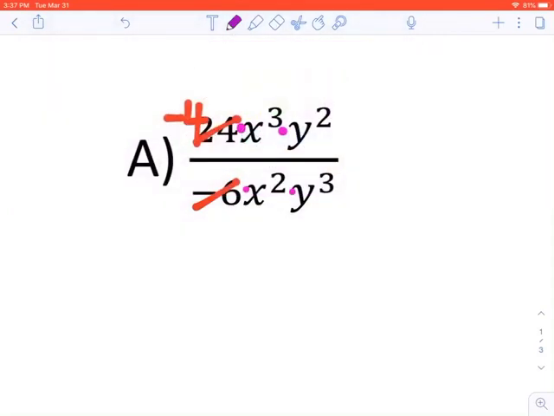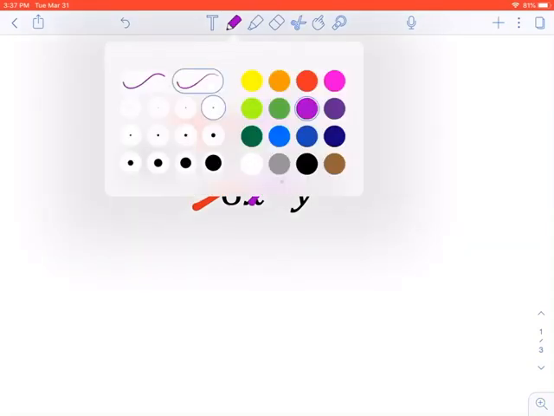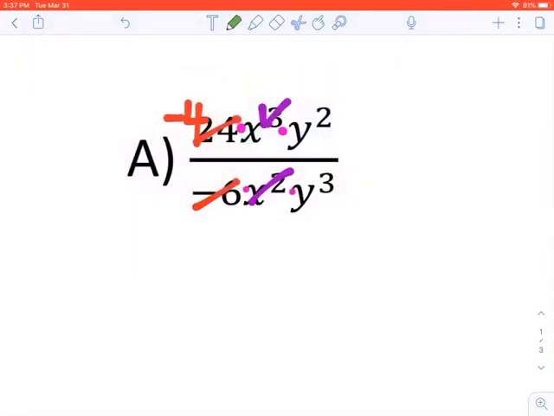And then x cubed divided by x squared. This is where you're subtracting the exponents, okay? 3 minus 2 is 1. The 3 is bigger, so it goes on the top. You have an x to the first. And then y squared over y cubed. Again, 3 minus 2 is 1, but the 3 is bigger. It's on the bottom, so we're going to keep it on the bottom, okay?